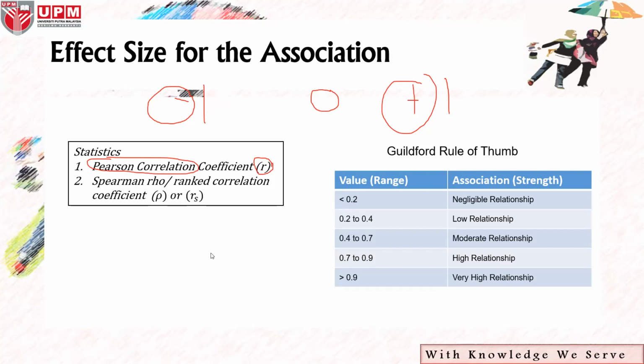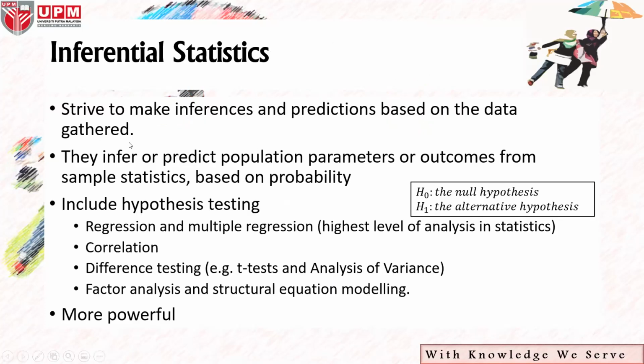Okay. Next one. So inferential statistics. We are done with the descriptive, I thought. Inferential statistics strive to make inferences and predictions based on the data gathered. They infer or predict population parameters or outcomes from sample statistics based on probability. In inferential statistics, it will include hypothesis testing. Hypothesis testing can only be developed if you have an inferential analysis. Maksudnya kalau untuk descriptive, you all takkan ada hypothesis.